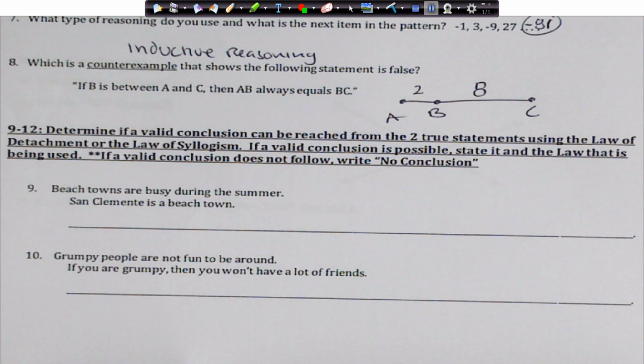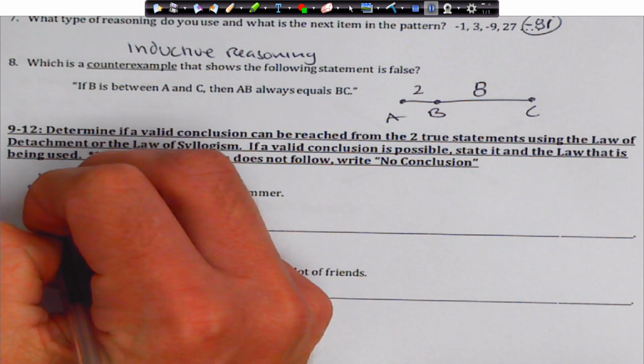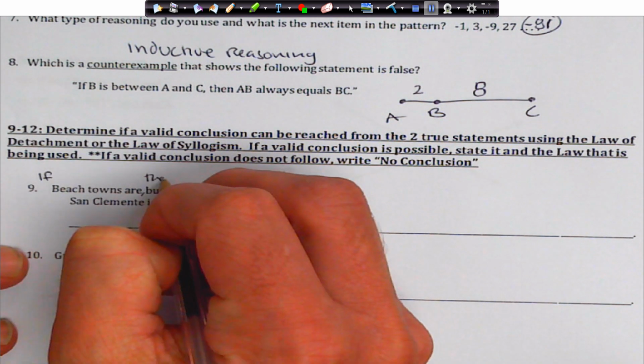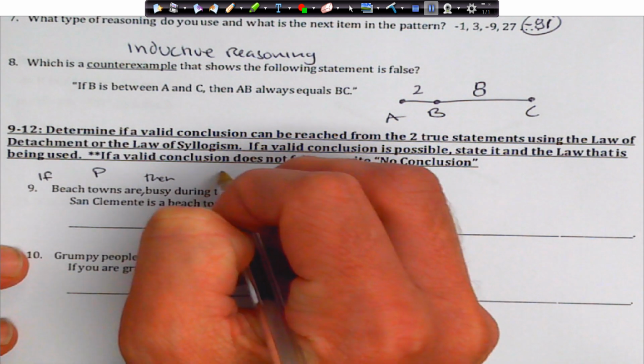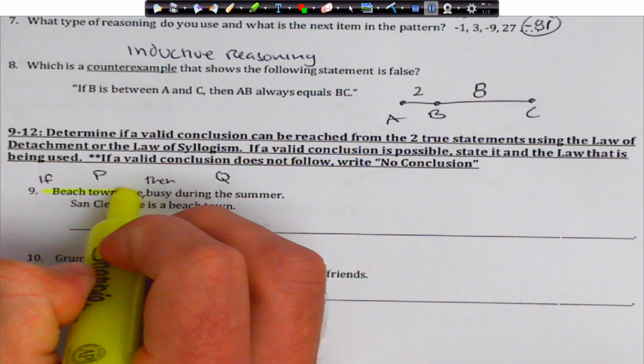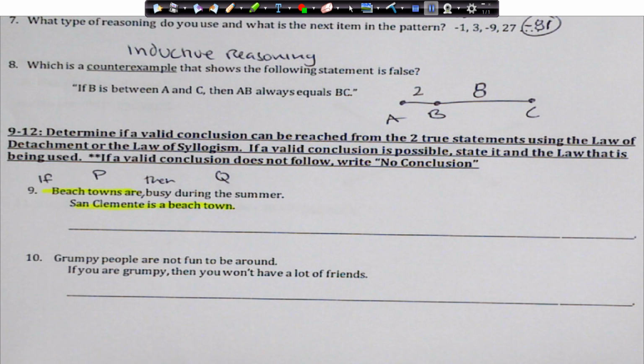Determine if a valid conclusion can be reached from the 2 true statements using the law of detachment or syllogism. Okay, so it says beach towns are busy during the summer. So if we put this in an if-then statement, it would be: if you're a beach town, then you're busy during the summer. So this is P, then Q. San Clemente is a beach town. So we really want these 2 statements to line up, which they do.